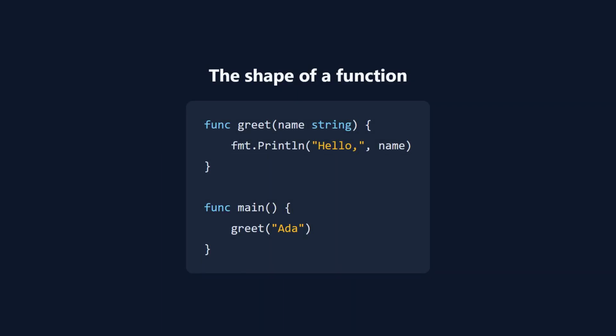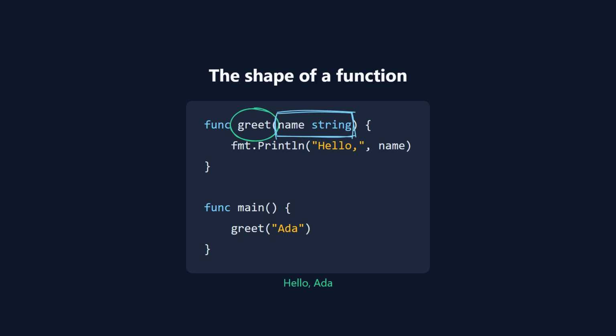Read a function declaration left to right, and it tells you everything. The keyword func says a function is being declared here. Then its name, greet. Then the parameter list, in brackets. This one takes a single thing called name, which is a string. And then the body, in braces, which is the work it does. Down in main we call it, and it prints, hello Ada.